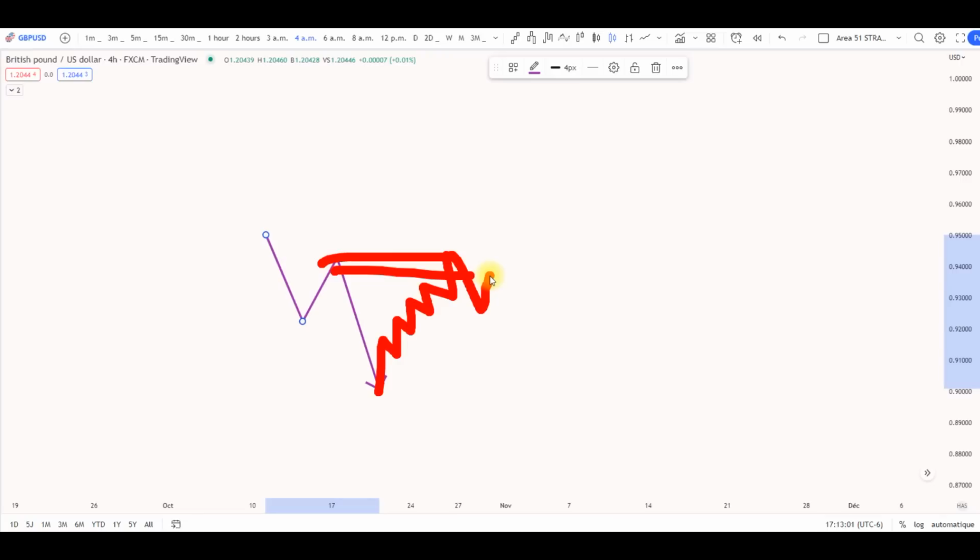Mainly the 15 minutes is the better one. Once we find the change of character on the lower time frame, we have to wait for the move back to the supply zone that creates it.